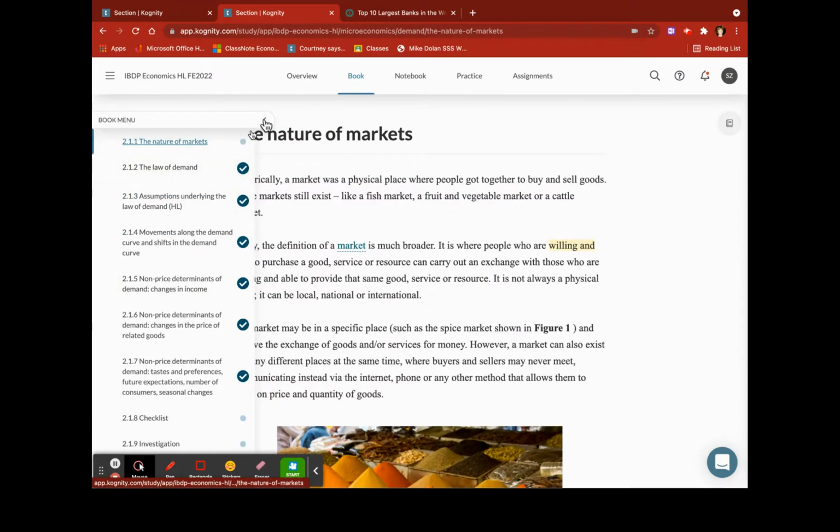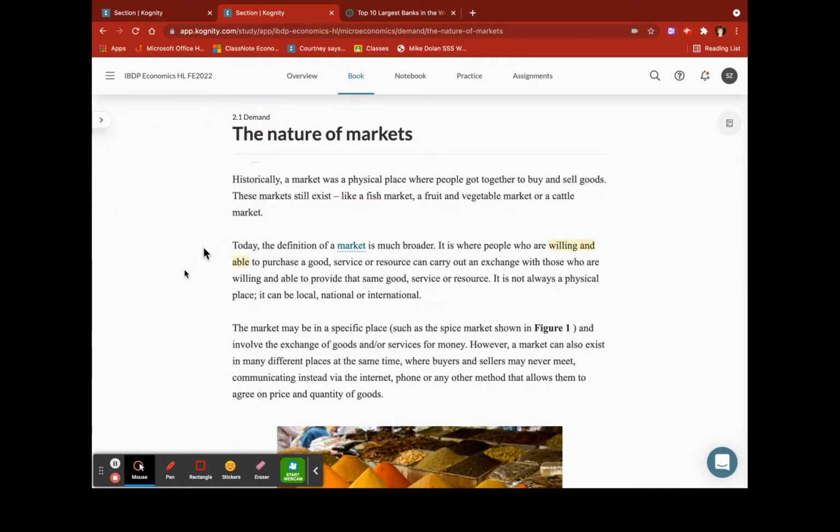So let's start out with the nature of markets. And like a lot of things in economics, the key in this course is you need to understand the terminology. The words that you're used to hearing, like market, have very specific meanings in economics. And so when we're talking about a market, yes, the original term came from going to the fish market or the vegetable market, which still exists. But the market has a much broader meaning than that today.